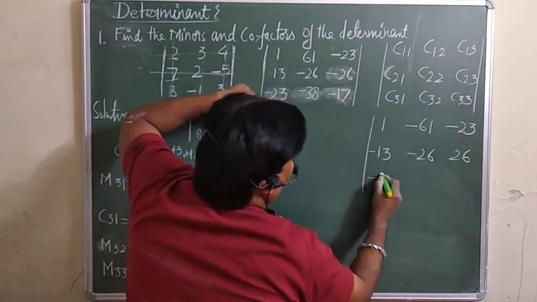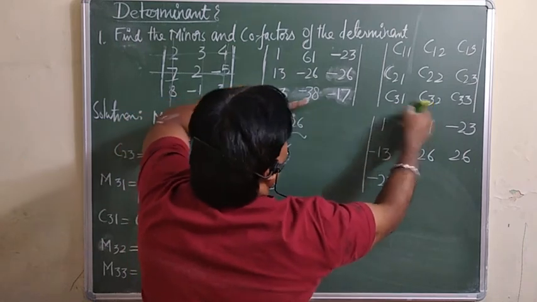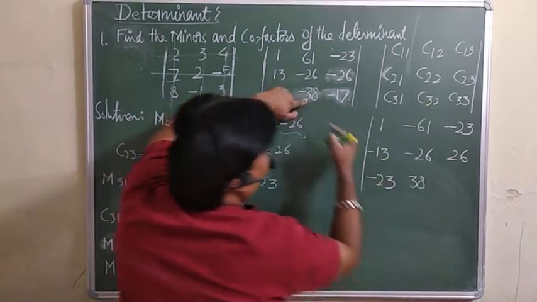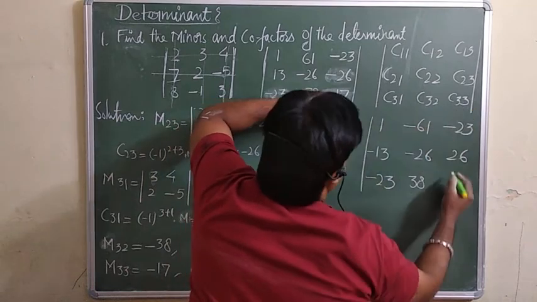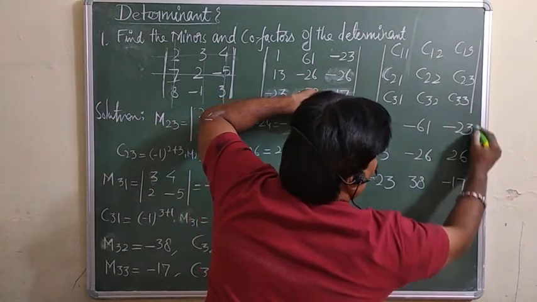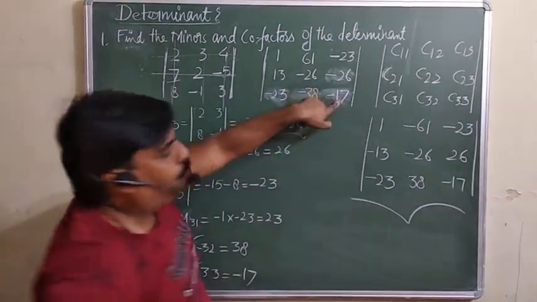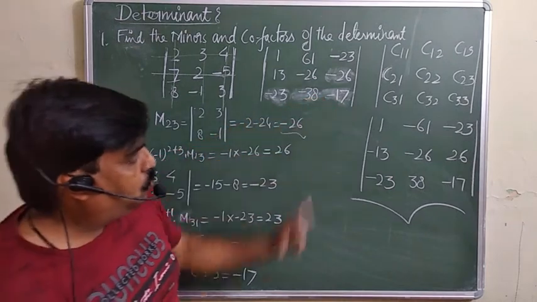You will do the minus 23. Minus, you will do, that is plus 38. By the minus you will multiply, and here is minus 17. So these are your cofactors. These are your cofactors. Have a look.